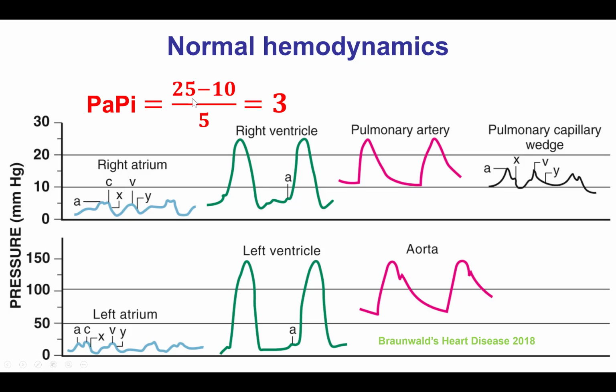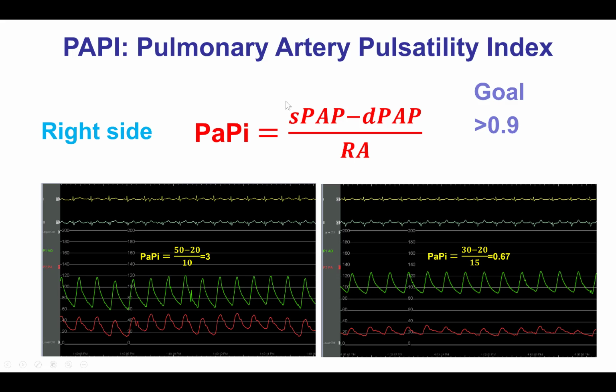This is a normal pulmonary artery pulsatility index. Usually the pulmonary artery pressure is systolic of about 25, diastolic of 10. That is divided by the right atrial pressure of 5 normally. That gives a PAPI of 3. And this is an example in a patient who has relatively okay hemodynamics.